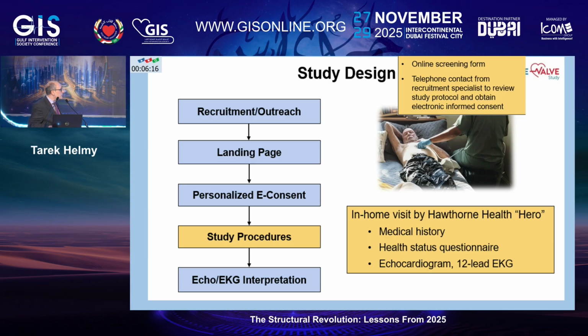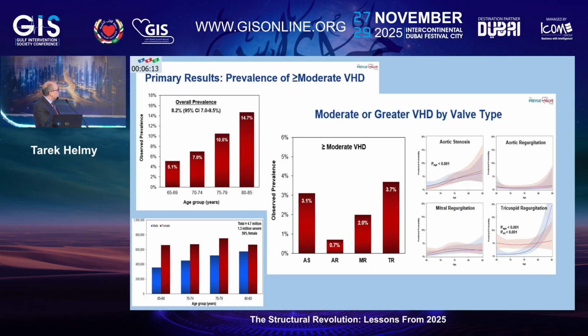Quite an involved effort. And as you can see here, if you're over 80, then you have a 14% chance of having more than moderate valvular heart disease. The two most prevalent forms were aortic stenosis and tricuspid regurgitation. And if you overlay this on the population of the United States, you can imagine how many patients there actually are.